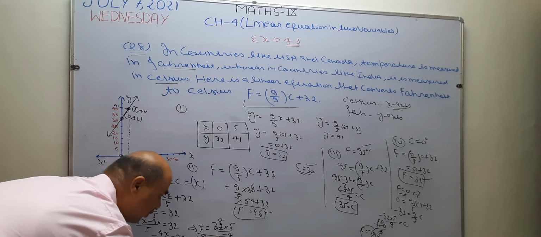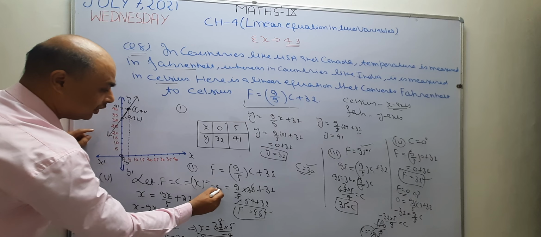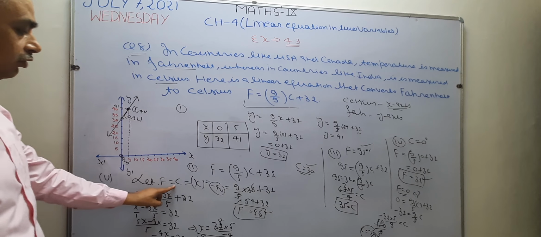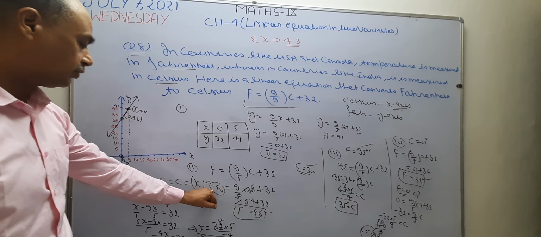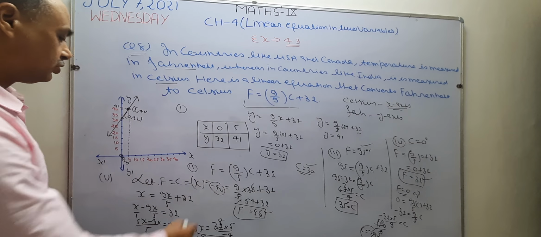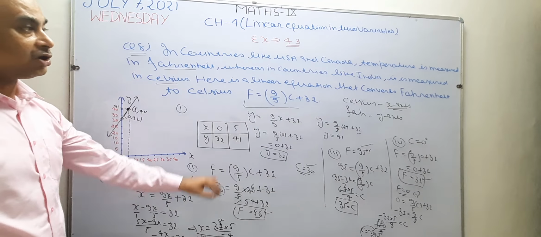So there is one value in Celsius and Fahrenheit which is equal, minus 40. It means when we take C equal to minus 40, F is also minus 40. When we take F equal to minus 40, C becomes also minus 40. There is only one value which represents both values equal. I hope it is clear now.